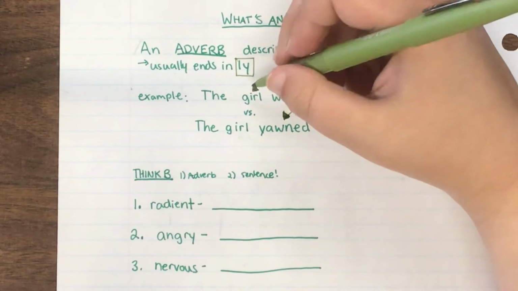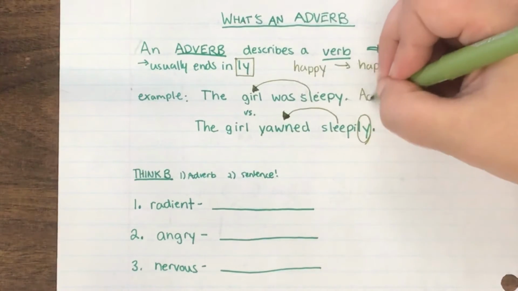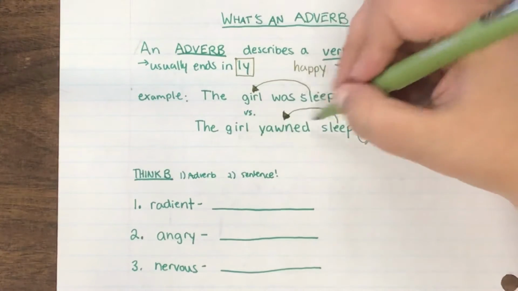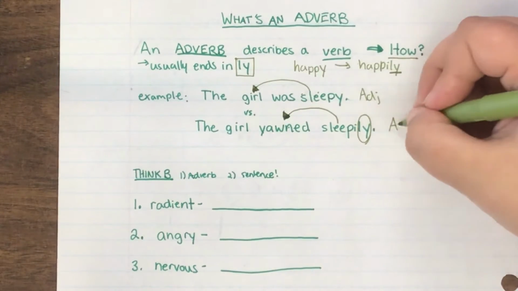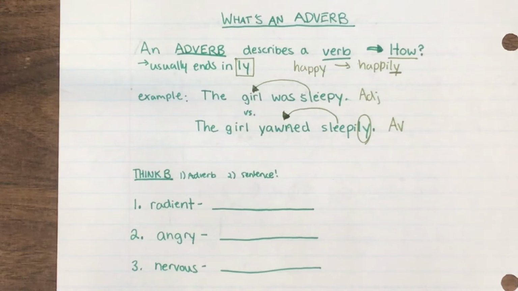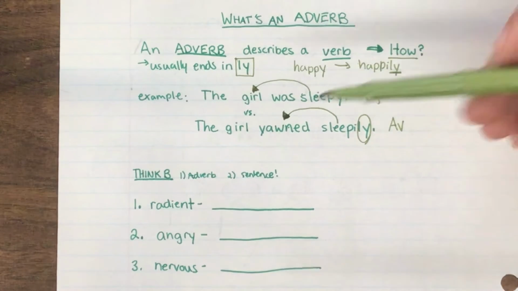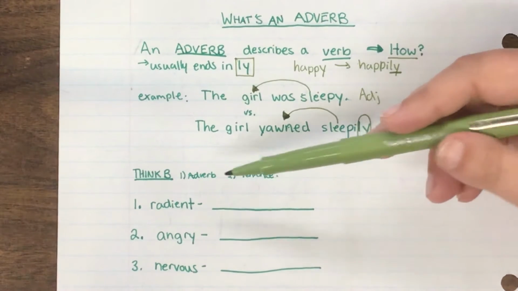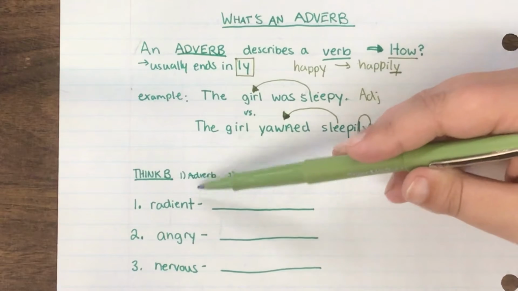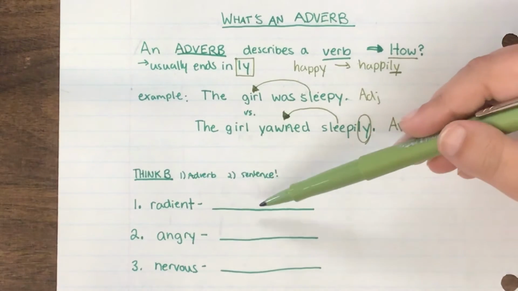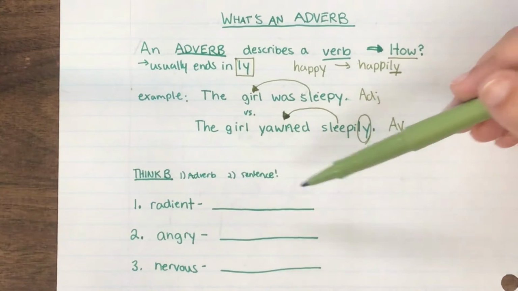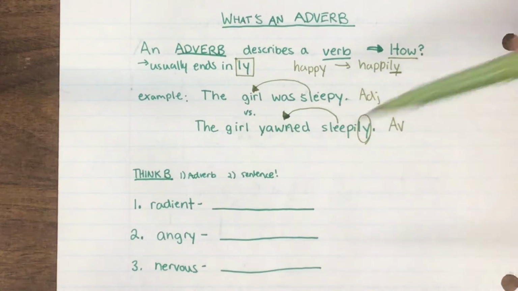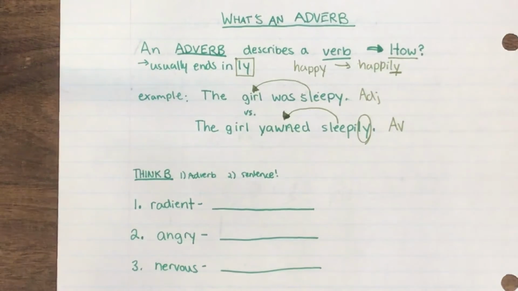So those two things make it an adverb versus sleepy, which is describing the girl herself. So if it describes a noun, it's an adjective. If it describes a verb, it's going to be my adverb, just like that. So how do we change adjectives into adverbs? Let's give that a try by looking at Think B. So in Think B, we are going to change each of these adjectives into adverbs, and then we're going to write a sentence using the adverb, so describing how the verb does something.